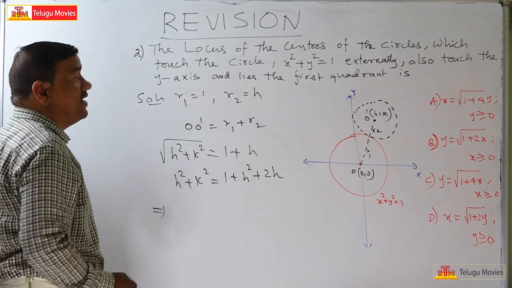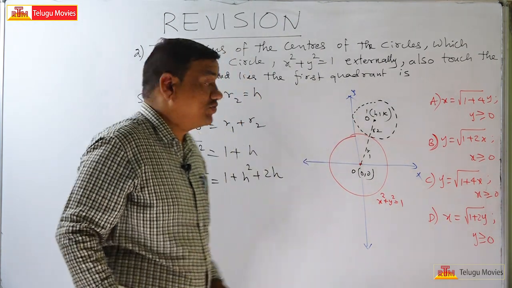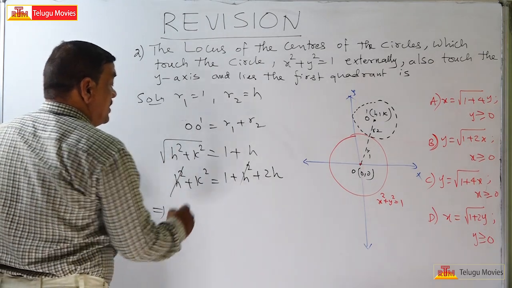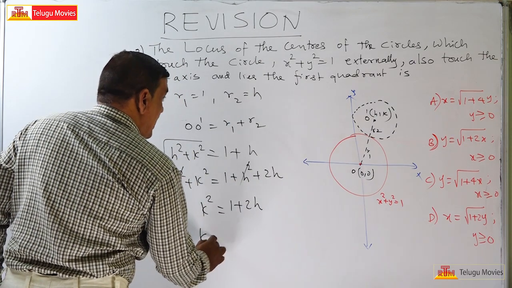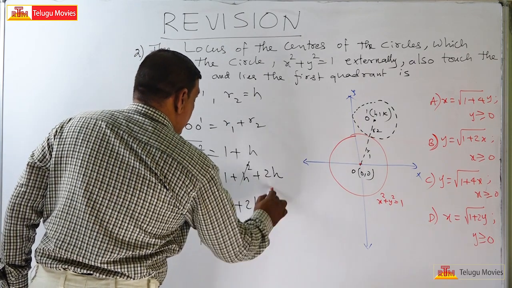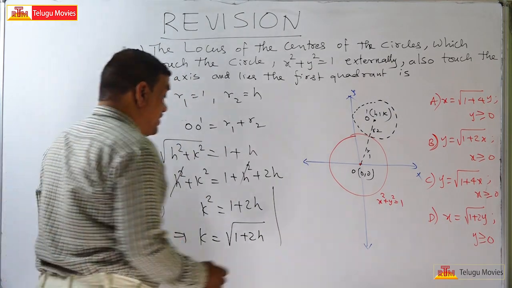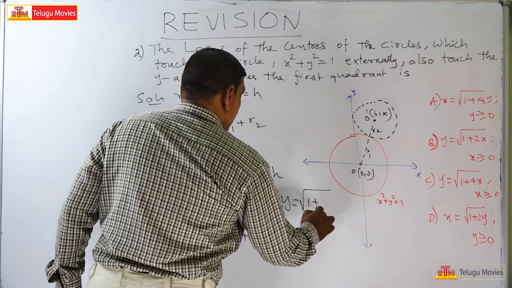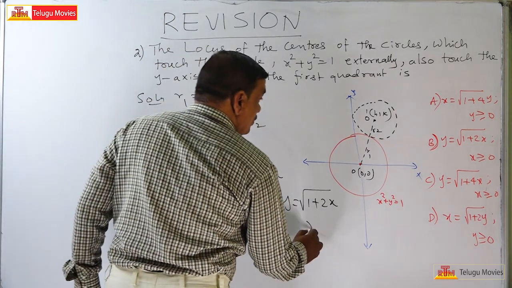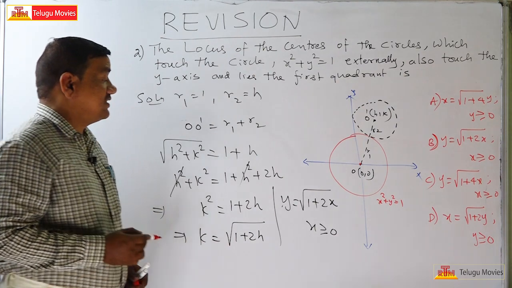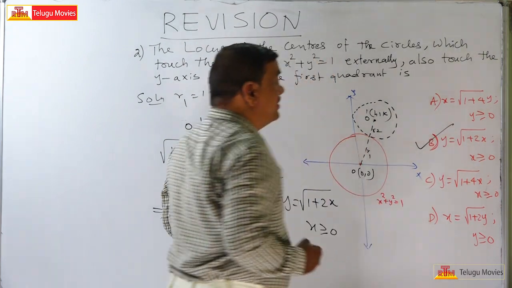Since h cannot be equal to 0, because the radius should be there, we can cancel h square. Therefore k square is equal to 1 plus 2h. Therefore k is equal to under square root of 1 plus 2h. Now, while writing the equation, we will convert (h, k) into (x, y). Therefore, y is equal to root of 1 plus 2x. Of course, y should be positive and x should be greater than or equal to 0, because the center lies in the first quadrant. So, clearly option B will be the correct answer.